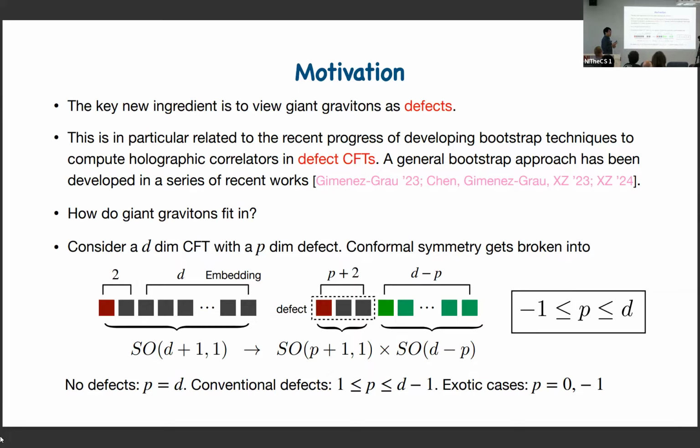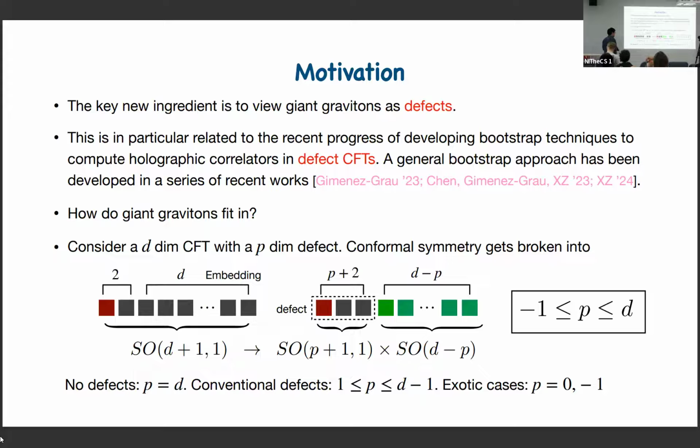Now, when you insert a defect, basically you're separating these dimensions into 2 groups. The first group corresponds to the dimensions occupied by the defect. This is still in the embedding space, so it's p+2 dimensions. The rotation keeping these directions rotating into each other is the residual conformal group, which is SO(p+1,1). In addition to that, you also have a transverse rotation that keeps this part invariant but rotates the other group, and this is an SO(d-p) factor.